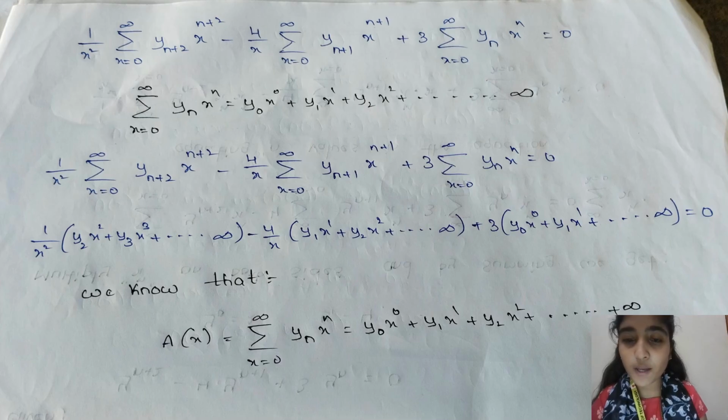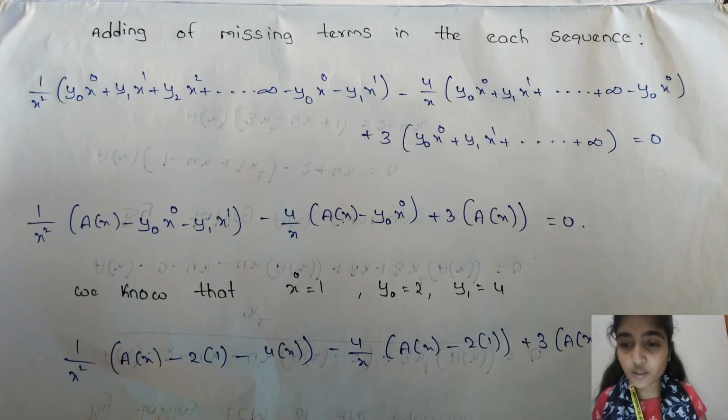We know the formula I have mentioned: A(x) equals summation n equals 0 to infinity y_n x^n equals y0 x^0 plus y1 x^1 plus y2 x^2 plus and so on up to infinity. So we add the missing terms in each sequence, which gives us the step below.